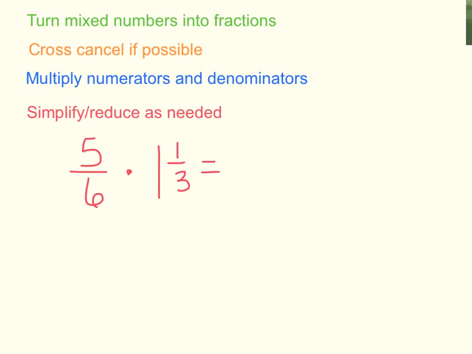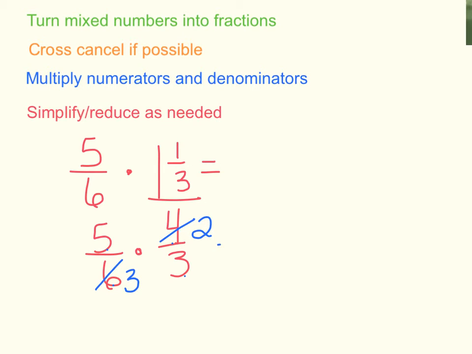So step 1, turn any mixed numbers into fractions. There's a mixed number. To turn that into a fraction, that's going to become 4/3. And now I have 5/6 times 4/3. Step 2, cross cancel if possible. Looking across at 5 and 3, 5 isn't a factor of 3, 3 is not a factor of 5, and the only common factor is 1. Nothing to be done there. Now I look at 4 and 6. 4 and 6 aren't factors of each other at all, but they have a common factor, and their greatest common factor is 2. So 2 goes into 4 twice, 2 goes into 6 3 times.